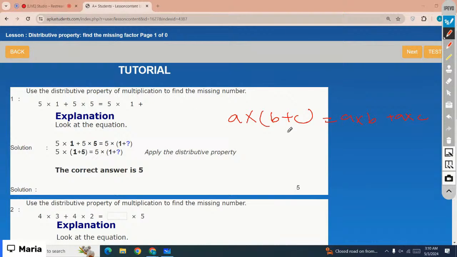So here, this type of example looks like the distributive property, right? So just look at this one. 5 times 1 plus 5 times 5, right? That means that is 5. You have the common number 5 times 1 plus 5. The other number is also 5. So the missing number is 5. Got it?